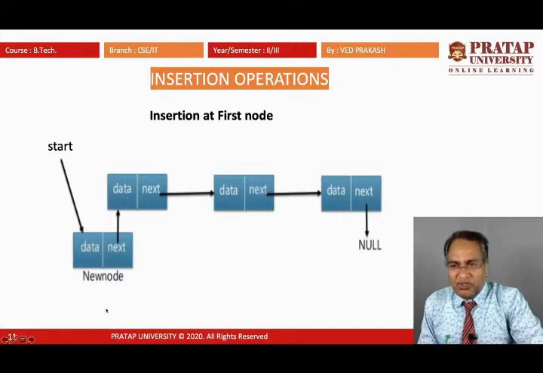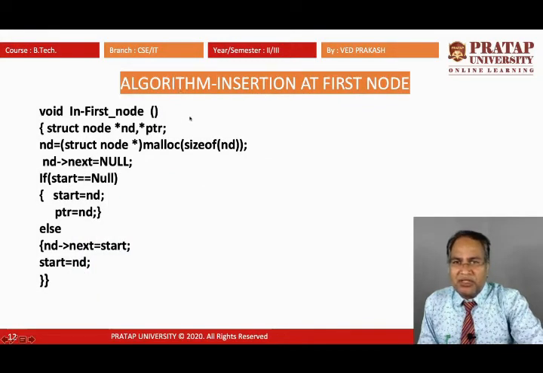So what is the process? As we know that start always denotes the first node, it is necessary that the newly created node's next pointer should denote the start, and after connecting this we have to set start to the new node. In the next slide we will consider the algorithm of insertion of a new node at the first node.